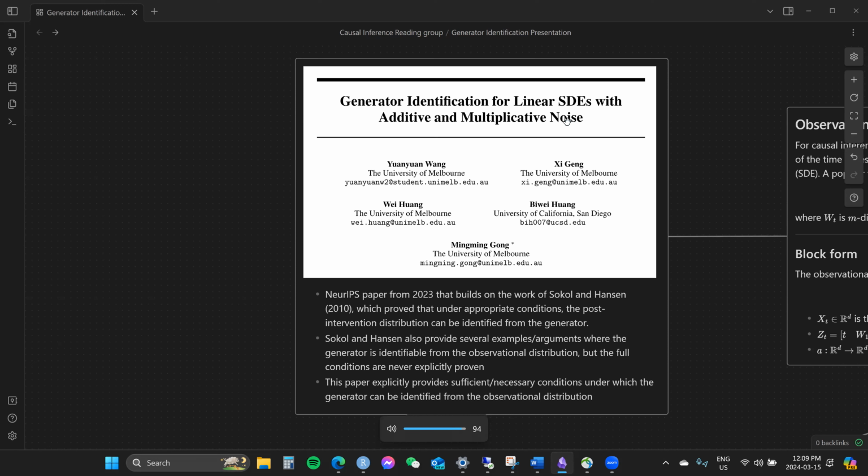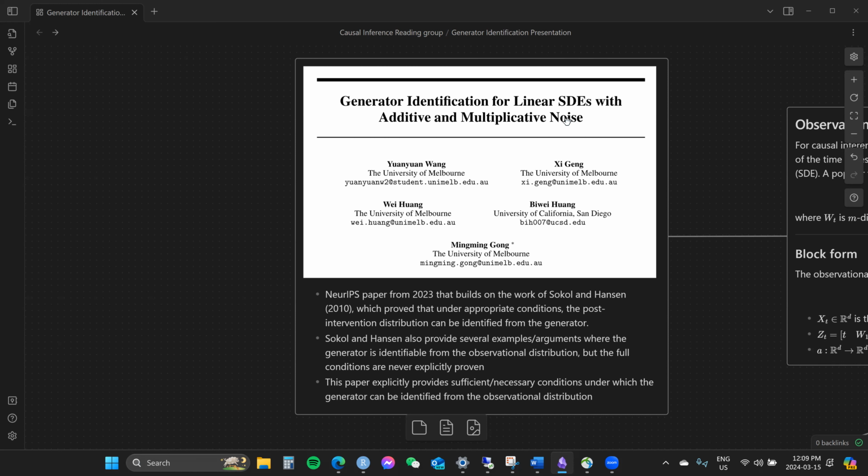Okay, so today we're going to talk about generator identification for linear SDEs with additive and multiplicative noise. This is a NeurIPS paper from this past year that builds on the work of Sokol and Hansen that Pardis presented 2 weeks ago.